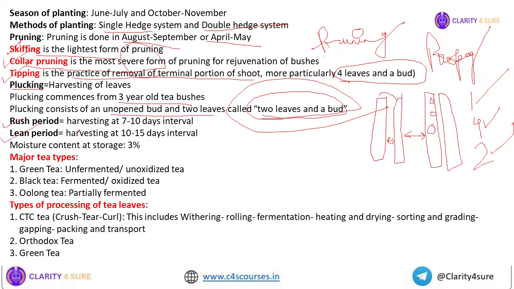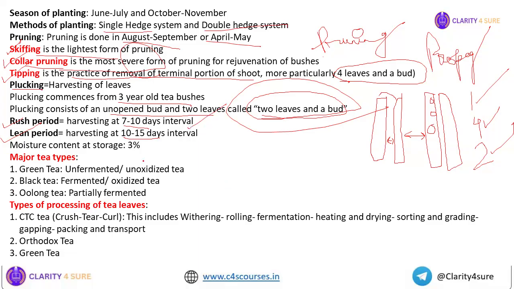So what do you understand by rush period? Rush period is when tea leaves are harvested at an interval of 7 to 10 days, whereas lean period is when it is harvested at an interval of 10 to 15 days. So which is the main season, or we can say which is the main harvest then? This one. Rush period is the main harvest.